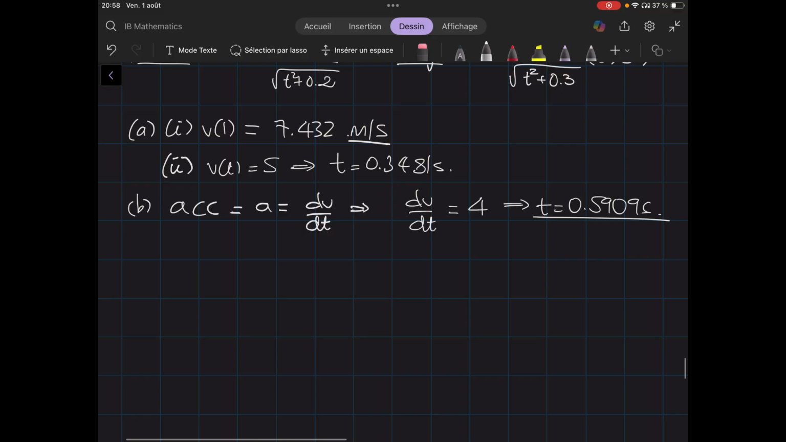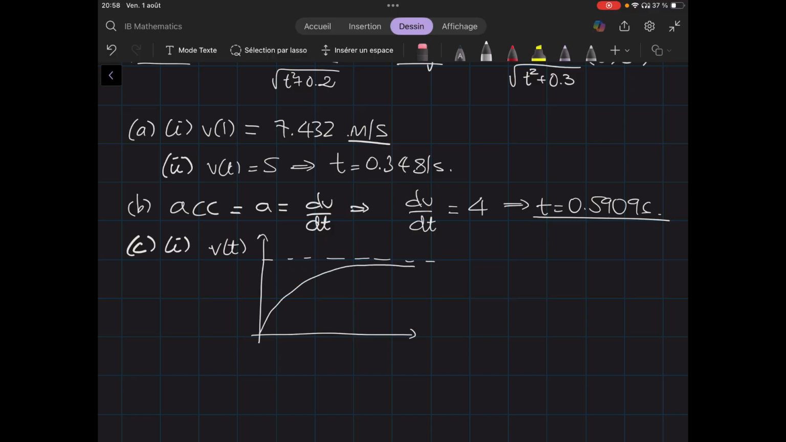Part C. Write down the limit of v of t as t approaches infinity. Another straightforward question. You can include a sketch for the function if you wish. This is optional, but you can always quickly sketch out the function, and you would see something like this. And the limit is 8.14.